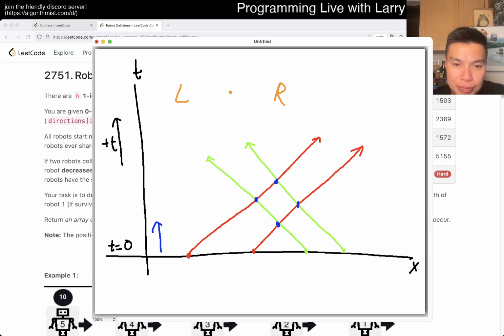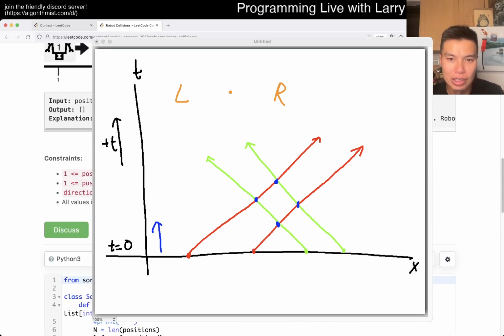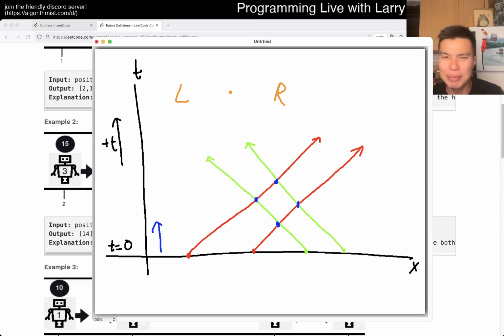Anyway, given that n is equal to 10 to the 5th, let's say half of them are L and half of them are R, that's roughly 10 to the 10 over 4, which is too big. It's like 2.5 billion. So that means it's going to be too slow. It's going to get time limit exceeded. So the naive way after this visualization would have been to plot all the intersections and then sort them by t and so forth.